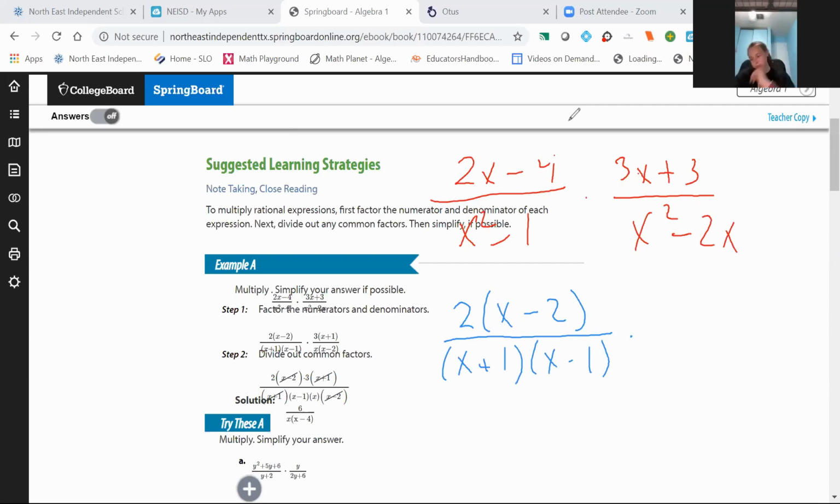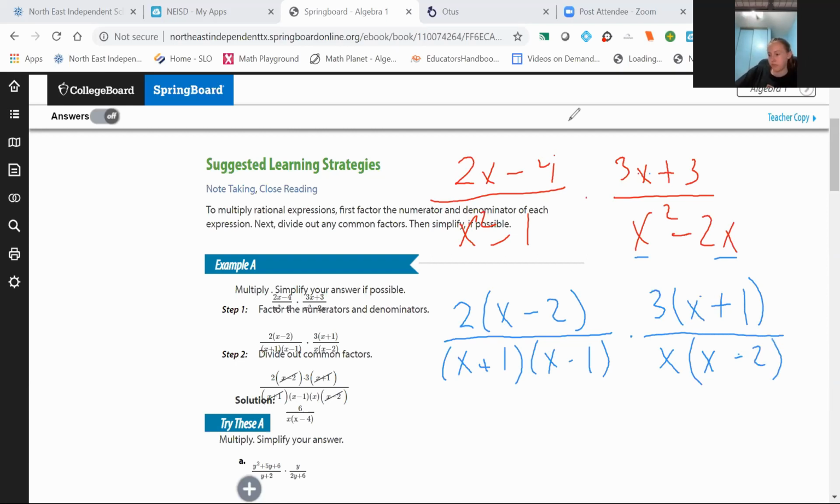So now we're going to look at the 3x plus 3. 3x plus 3 has a greatest common factor of 3. So I can factor the 3 out. And that's going to leave me with 3x divided by 3 is just x, and 3 divided by 3 is 1. And then, of course, the last one is x squared minus 2x. The first thing we look for is the greatest common factor. In this case, they both have an x. So the greatest common factor is x. So we divide those out. x squared divided by x is just x, because x times x is x squared. And negative 2x divided by x is just negative 2.